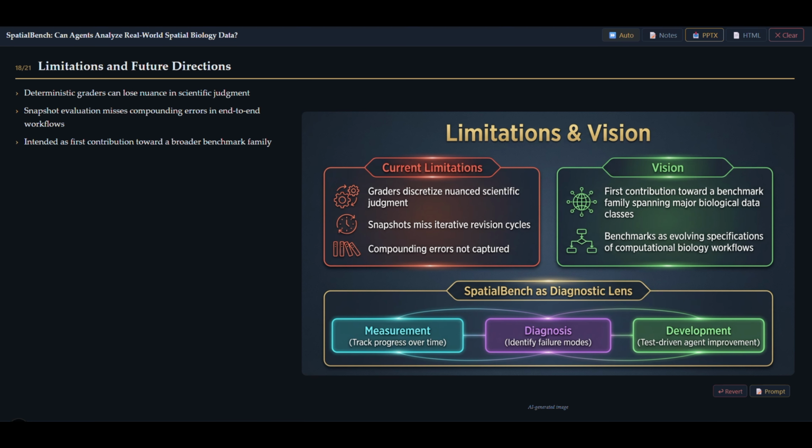The authors are transparent about limitations. Deterministic graders, while enabling verifiable evaluation, can lose nuance when scientific judgment is discretized into automatically checkable outputs. The snapshot-based approach captures individual analysis steps, but misses the compounding errors and iterative revision that characterize real end-to-end workflows. For example, revisiting QC thresholds after poor clustering.